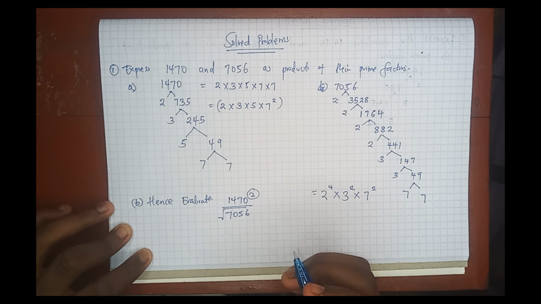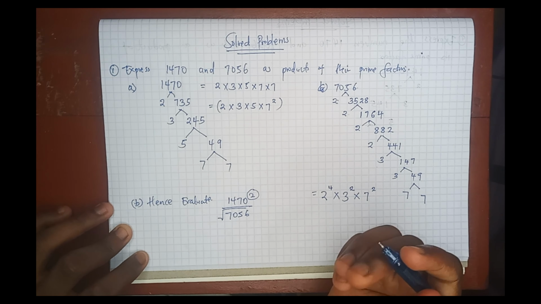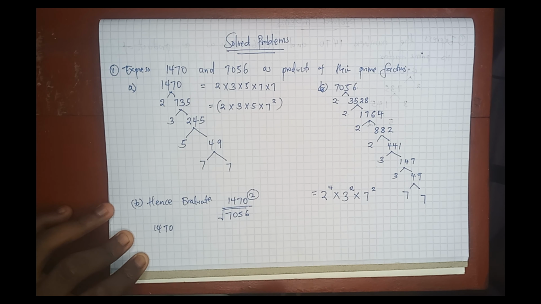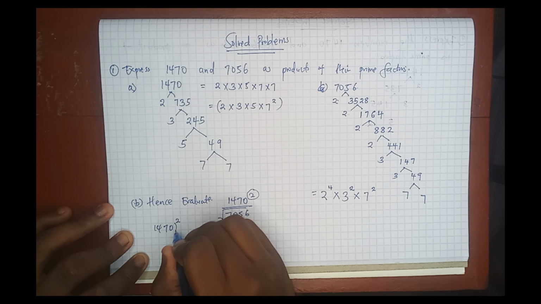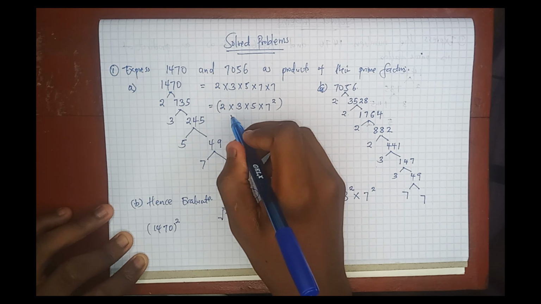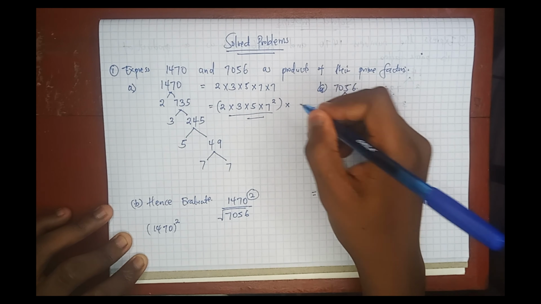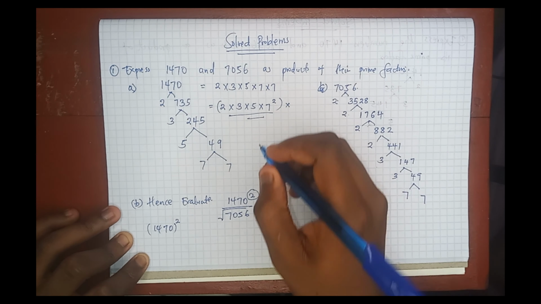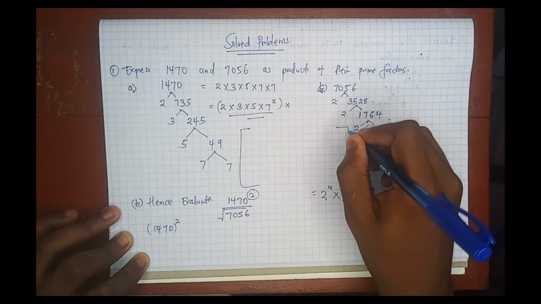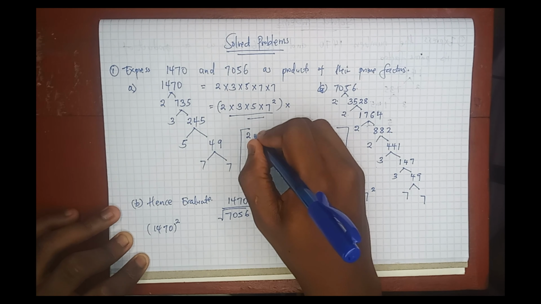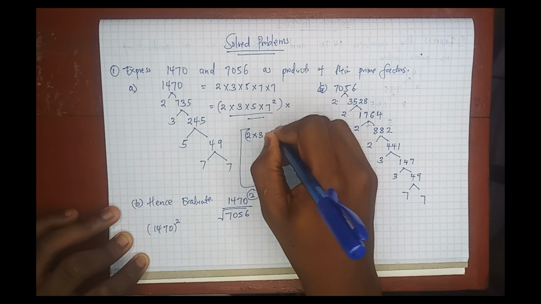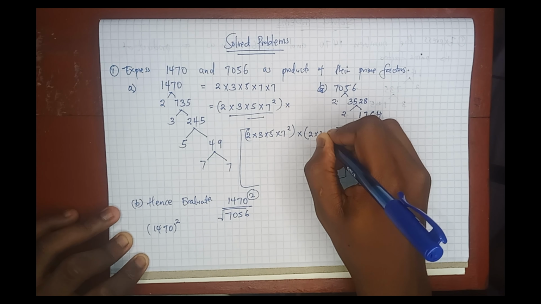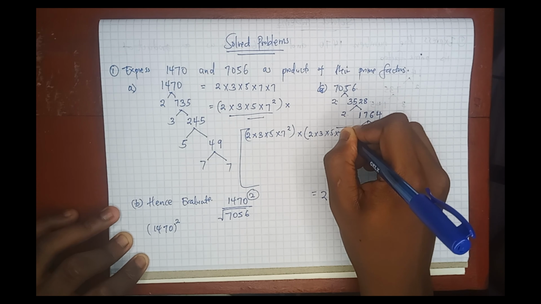So for this, square means a number multiplied by itself. So 1470 squared means that you just take this and multiply it by itself. So meaning that you can do a rough work here. If this is multiplied by itself, it will be 2 times 3 times 5 times 7 squared times another one, 2 times 3 times 5 times 7 squared.